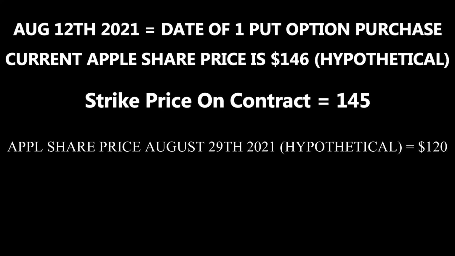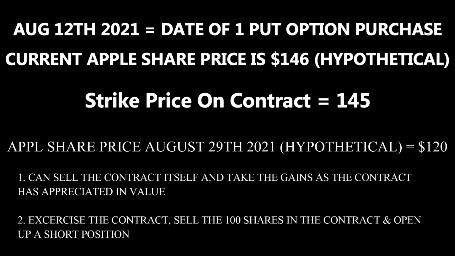This means that you would be what is called in the money. You have made profit on the options contract since this contract gives you the right to sell the 100 shares at $145, even though the shares are now trading at $120. You have the flexibility to either sell the contract itself, take the gains and move on to something else, or exercise the contract, sell the 100 shares at $145, and open up what essentially would be called a short position.